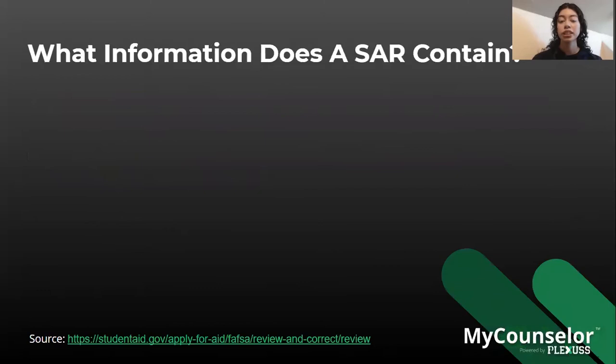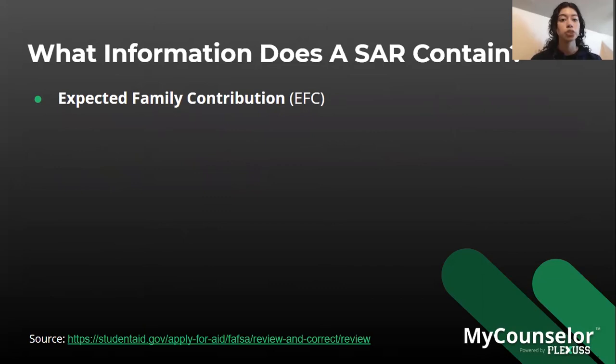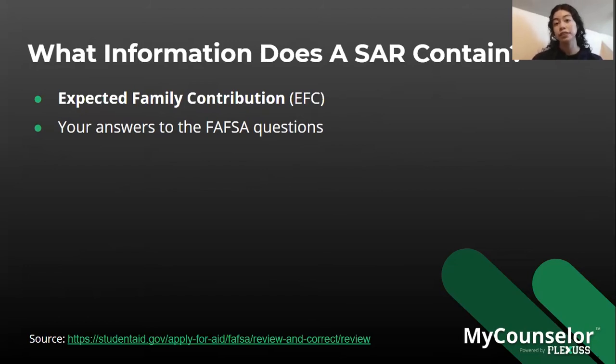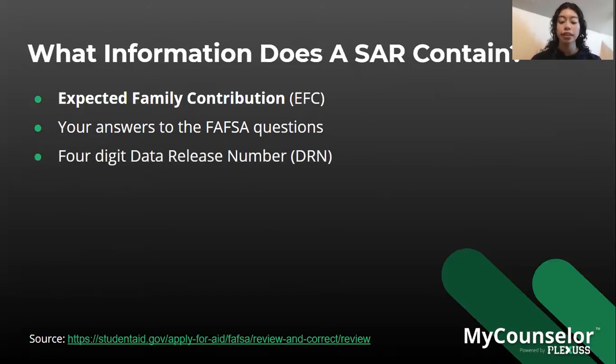What information does an SAR contain? Your SAR contains the expected family contribution, also known as EFC. This is the amount of funding your family should contribute towards your higher education. The SAR also contains your answers to the FAFSA questions. As I mentioned in the slide about the definition, the SAR also contains the information that you put on your FAFSA. It will also contain your 4-digit data release number, also known as DRN.